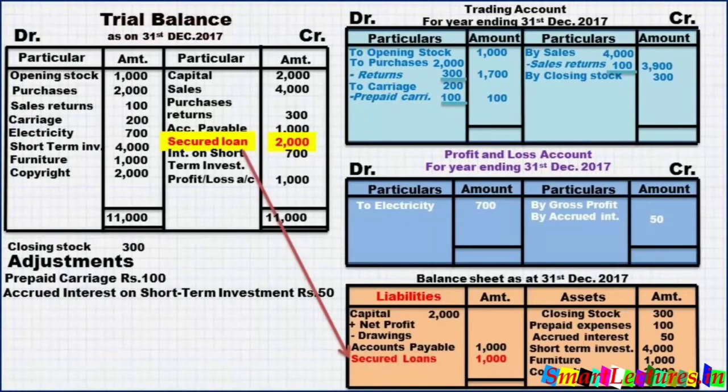Secured loan means we have taken a loan of 2000 from some party, maybe a bank or another financial institution, and we have given them security against this loan. Maybe our building, maybe land, maybe furniture. Secured loan means when you take a loan and give some asset to the lender as security.